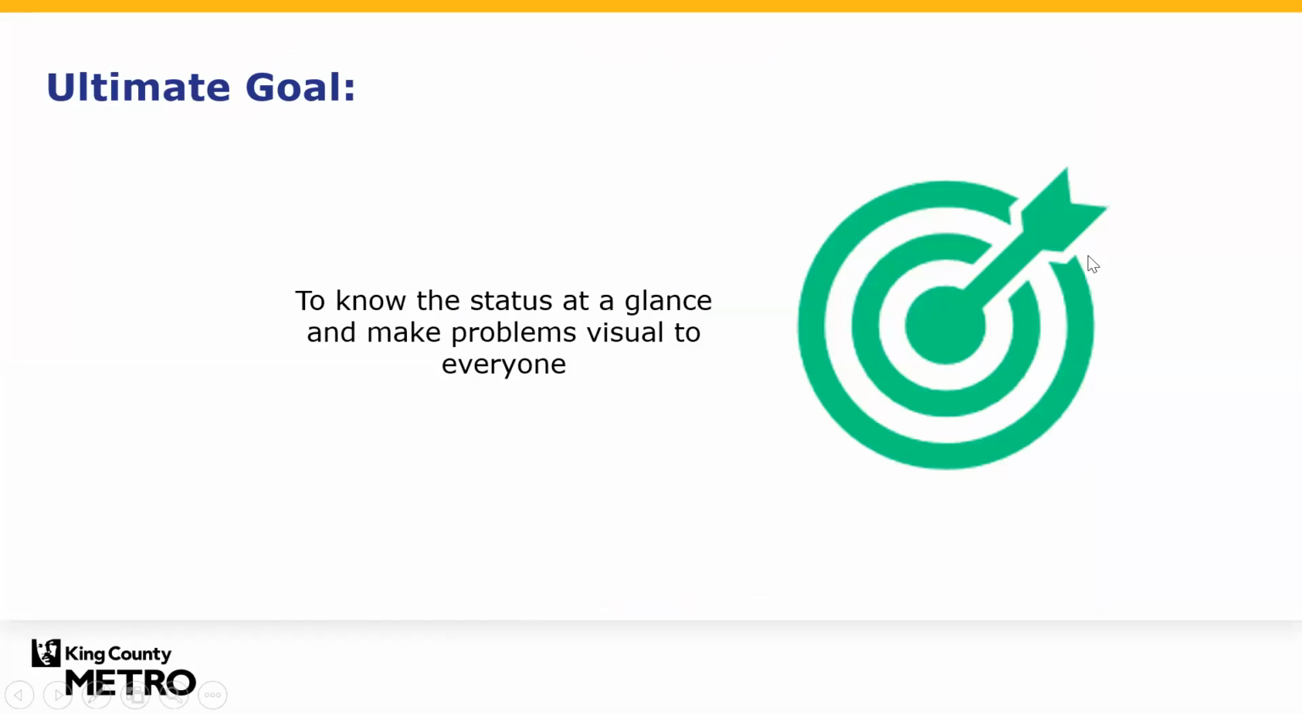The ultimate goal of the visual management system is to know the status at a glance and make problems visible to everyone. Thank you for spending time reviewing the contents of this training in this module of Leader Standard Work.